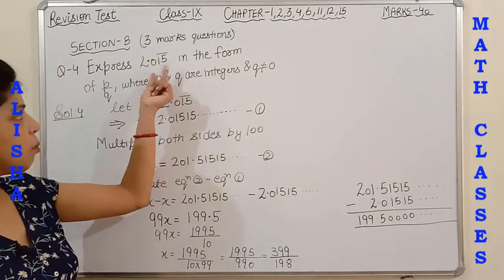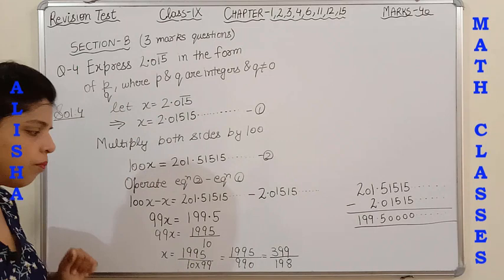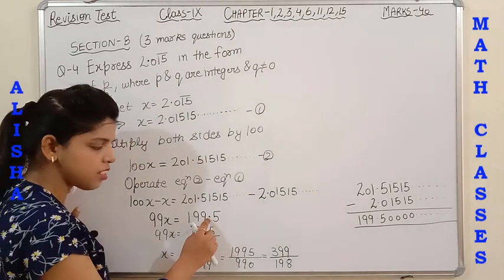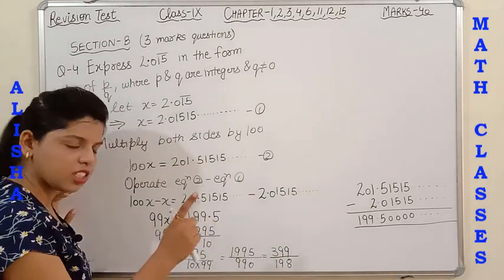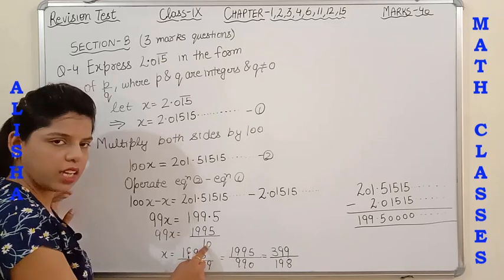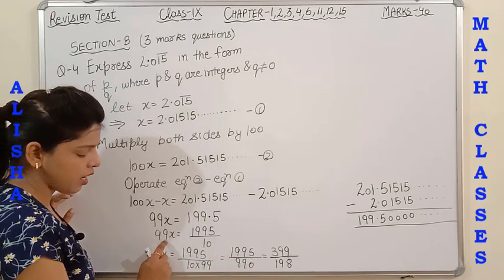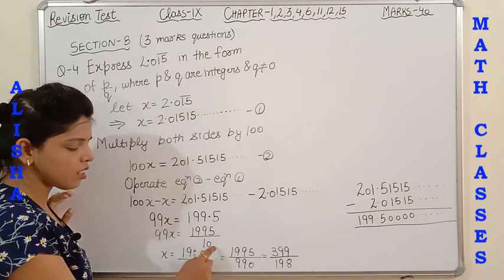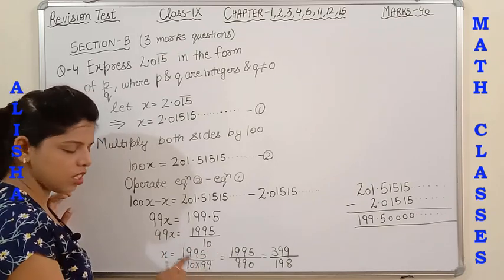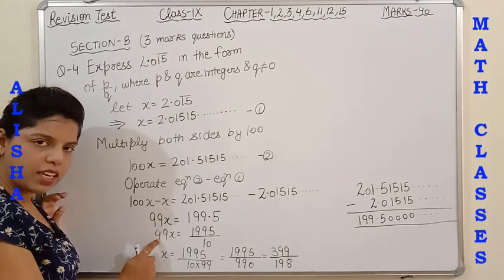Now as I have to represent it in the form of P by Q, I have removed this decimal, as we are having only one digit after the decimal, so it will become 10. In the next step, I will shift this 99 to the right hand side, and it will come in the division as it is multiplying by 99 here.